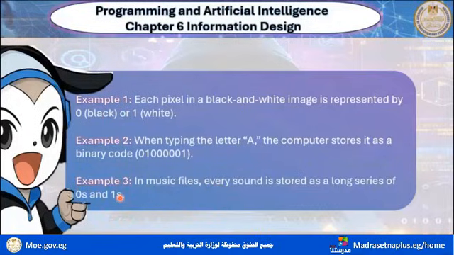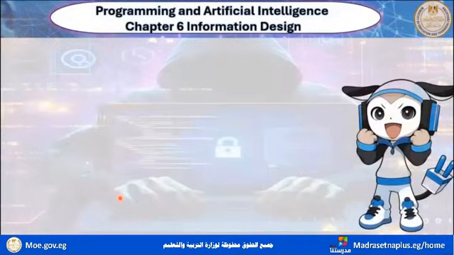So computers can translate, if we can say it, all images, letters, videos, and pictures into those two numbers, 0 and 1. That's the language that computers understand.